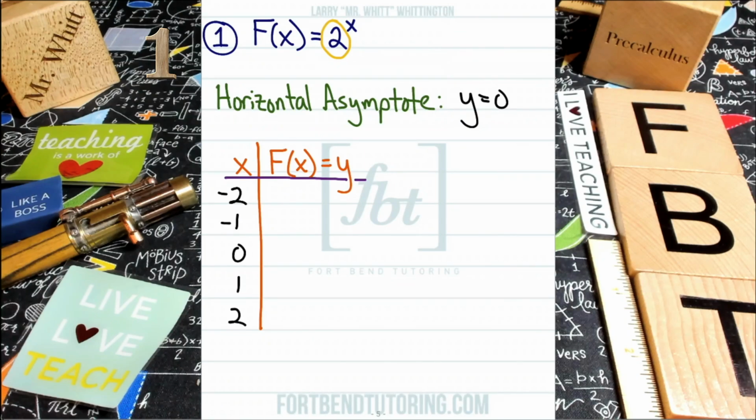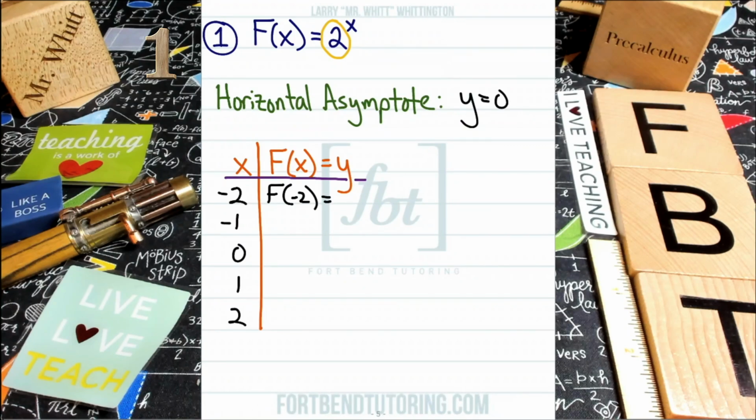0, 1, and 2. So because I'm allowed, because of the domain being all real numbers, since I'm allowed to pick any value for x, I'm choosing to pick these small numbers so that I don't have to be stressed out when I'm either graphing or calculating what these results are. Okay, so we'll be finding out what f of negative 2 is.